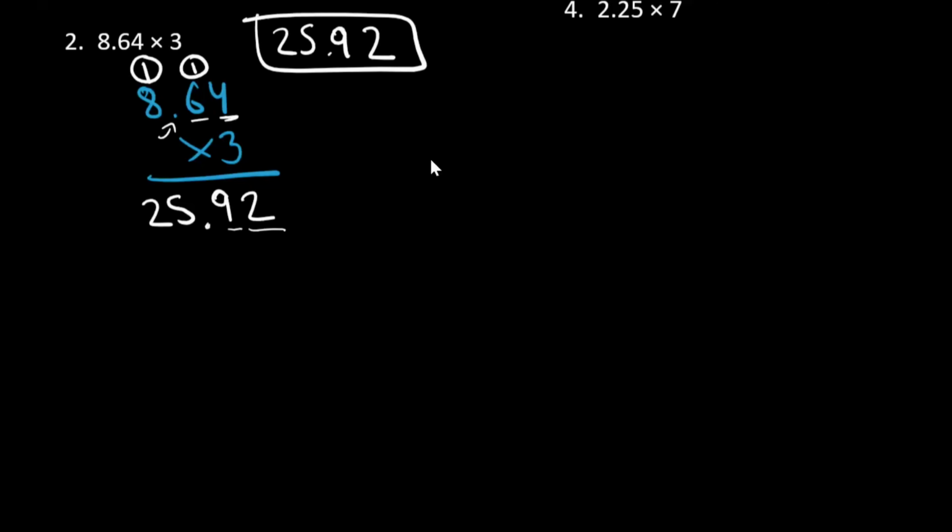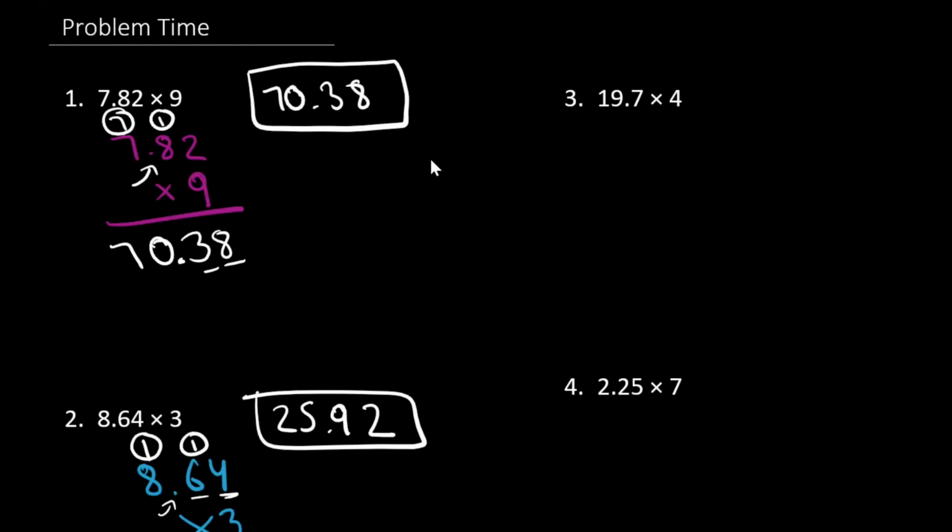Okay, let's do the third question now. The third question says 19.7 times 4. So we're going to do the exact same process. So we're going to do the same thing. 19.7 and then 4. That's a multiplication sign.